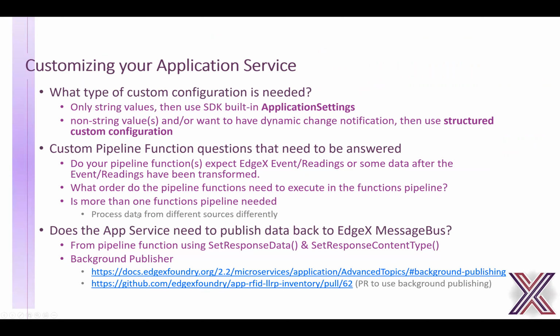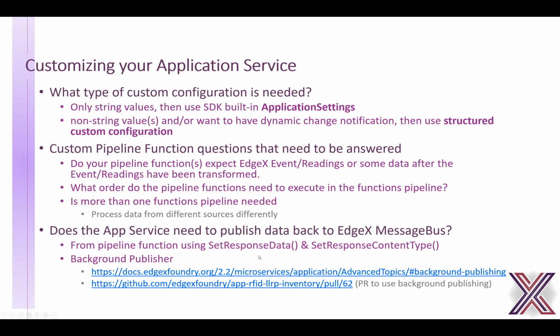Okay, so we've gotten through the data. We've defined our pipeline functions, created our custom functions, and defined how they're going to run in the pipeline function or functions. And then we've already kind of hit this: we've decided whether we want the data to be published back or returned to the trigger. And we return data to the trigger by using the set response data and set response content type context function. So the application service functions have a context that's passed to them that has this API for you.